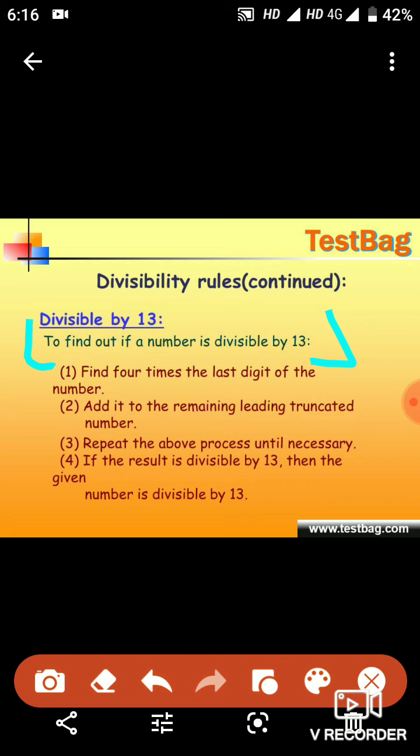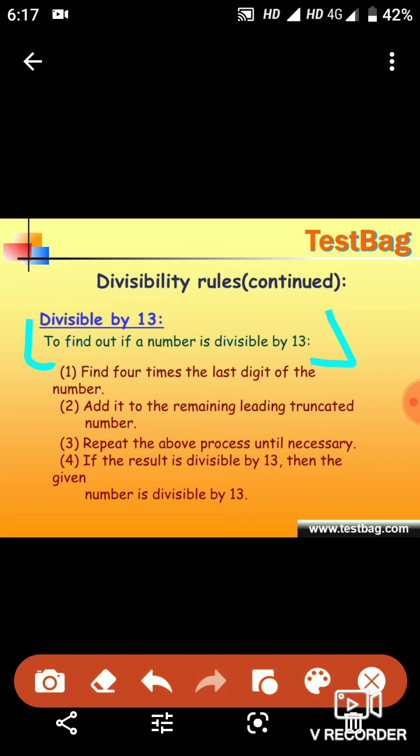Now, you can see the steps on your screen. So let's read them out aloud. Divisible by 13: to find out if a number is divisible by 13, find 4 times the last digit of the number. Add it to the remaining leading truncated number. Repeat the above process until necessary. If the result is divisible by 13, then the given number is divisible by 13.